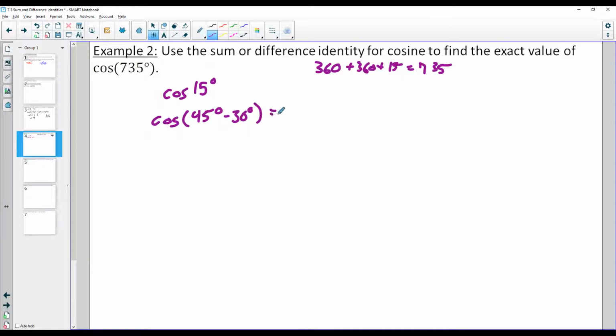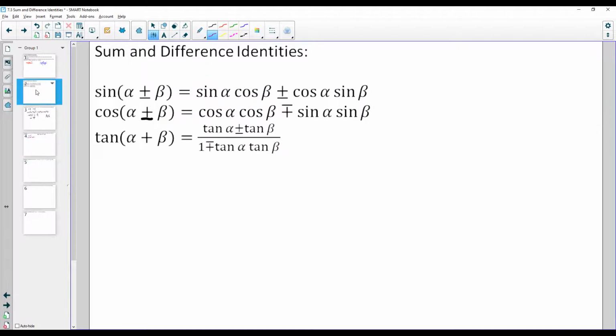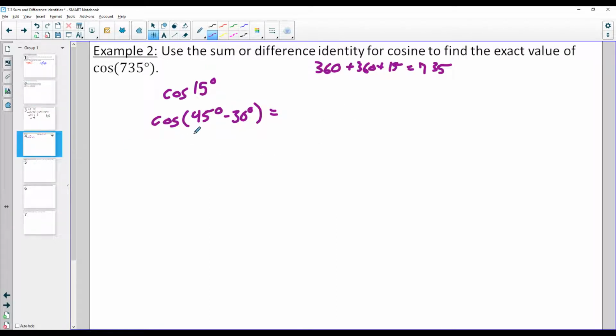But now we have to use this identity here, this cosine identity that we see in the middle. And when we do that, we're going to get the cosine of 45 degrees times the cosine of 30 degrees plus the sine of 45 degrees times the sine of 30 degrees.